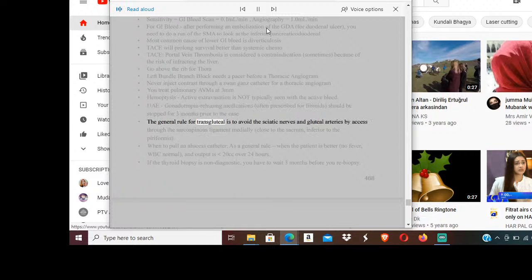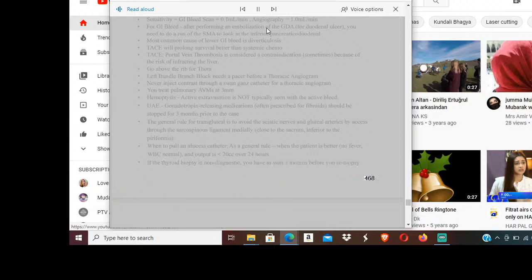The general rule for transgluteal is to avoid the sciatic nerves and gluteal arteries by access through the sacrospinous ligament medially, close to the sacrum, inferior to the piriformis. When to pull an abscess catheter, as a general rule: when the patient is better, no fever, WBC normal, and output is 20 cubic centimeters over 24 hours. If the thyroid biopsy is non-diagnostic, you have to wait 3 months before you rebiopsy.